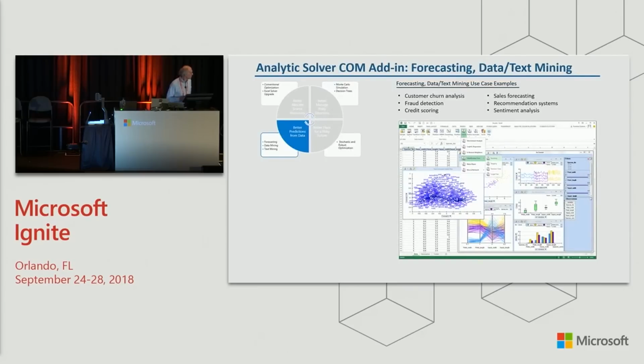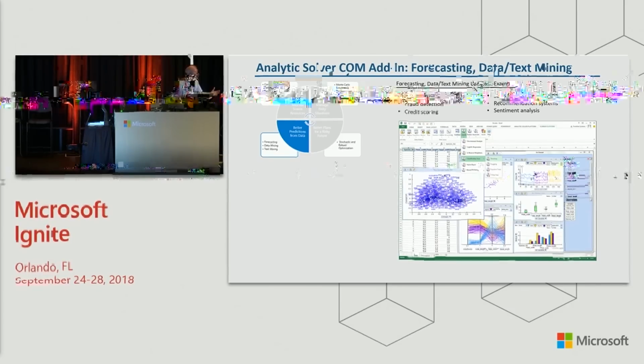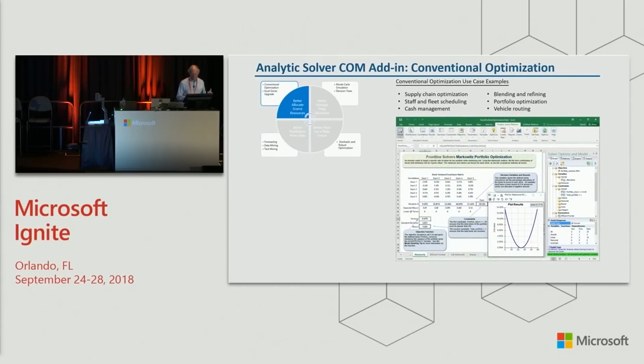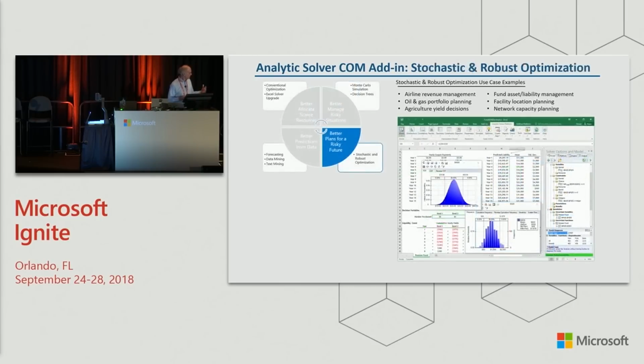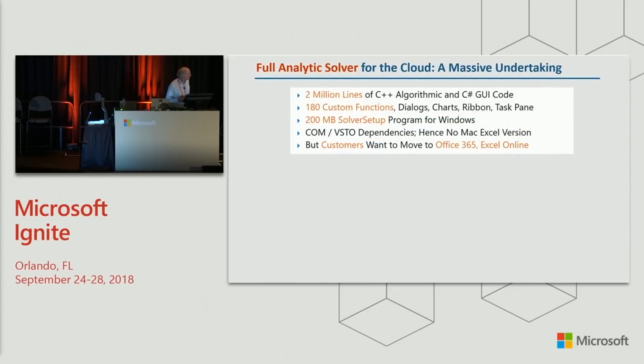Now, our commercial product is a COM add-in, and like I said, it's sort of a $1,000 to $5,000 product that people work with. And this is sort of a little snapshot of the data mining and machine learning part, and this is the conventional optimization part. This is simulation and risk analysis. This is actually what we call stochastic and robust optimization. So this is a big piece of software. And here are some statistics on it.